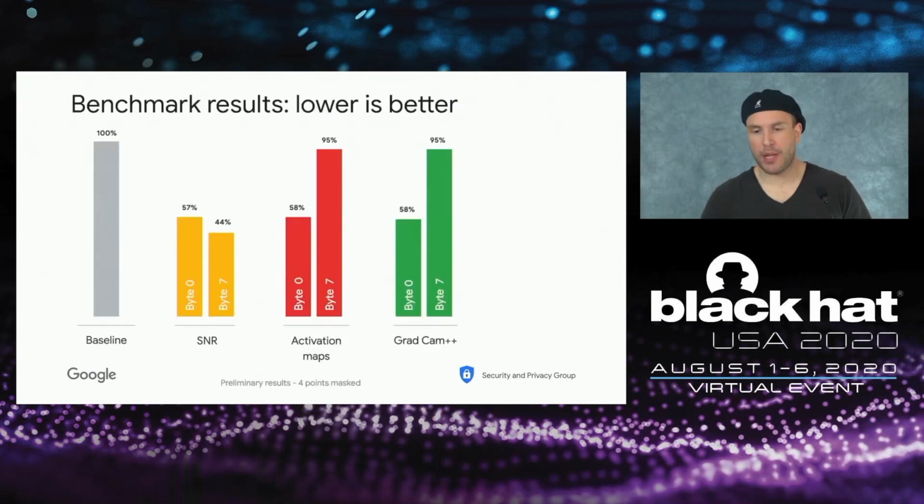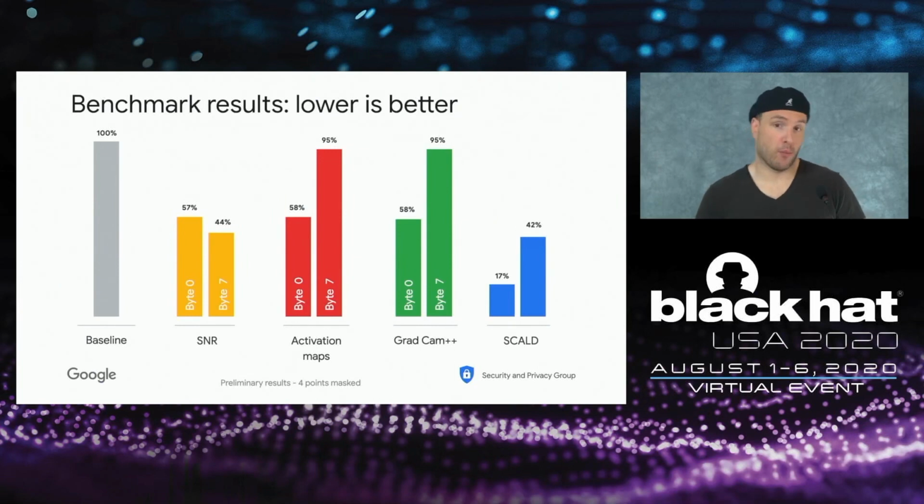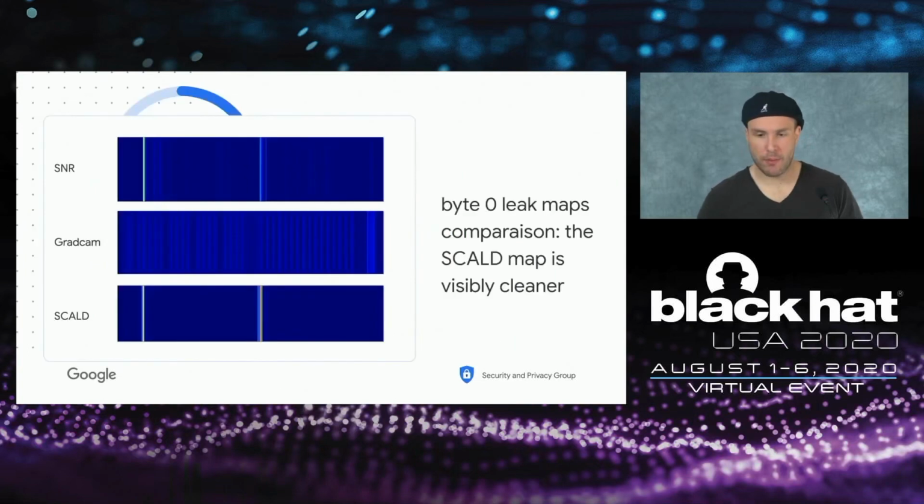So now we can benchmark it, and the answer to how good it is: pretty good. It's way better for byte 0, 17%, so significantly better than anything else. And for byte 7, it is better than SNR. Not by much, but it is better. To be honest, that's for 4 points. When you look at 5, 6, 7, 8 points, sometimes one goes above the other, but overall, ours performs better. So we now have a technique which works really well.